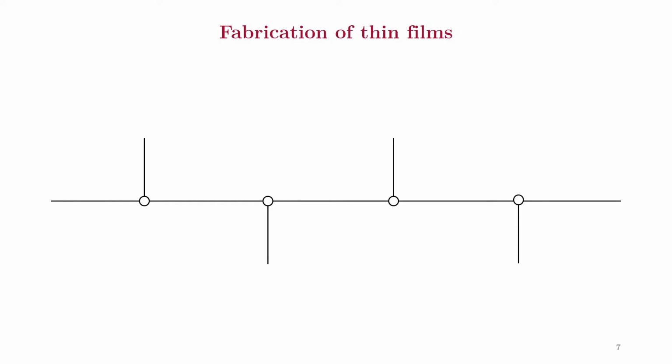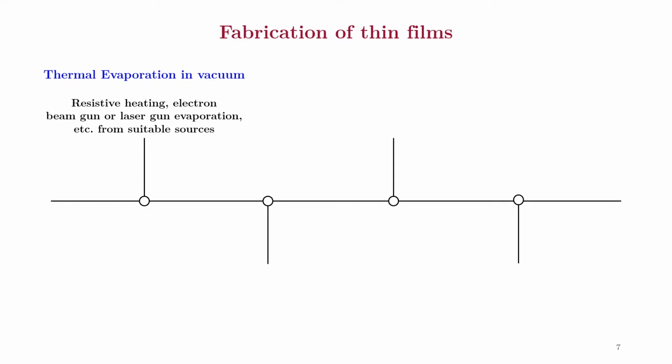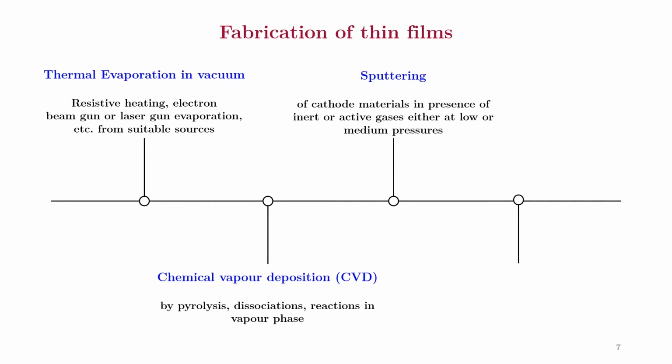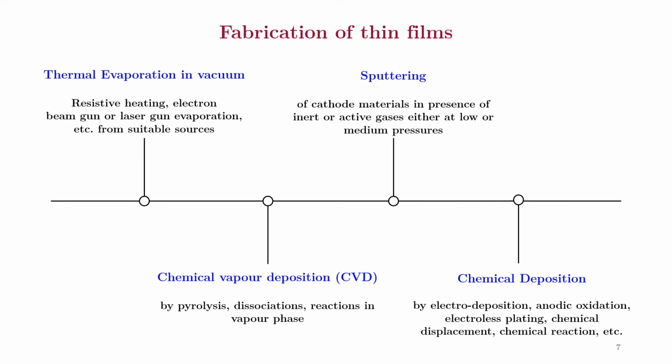Thin films can be fabricated by different methods. The deposition techniques are broadly classified as thermal evaporation in vacuum, which includes resistive heating, electron beam gun or laser gun evaporation, etc. from suitable sources, or as chemical vapor deposition, which is commonly known as CVD, by pyrolysis, dissociations, reactions in vapor phase, or by sputtering of cathode materials in the presence of inert or active gases either at low or medium pressures, or by chemical deposition by electrodeposition, anodic oxidization, electrolysis plating, chemical displacement, chemical reaction, etc.